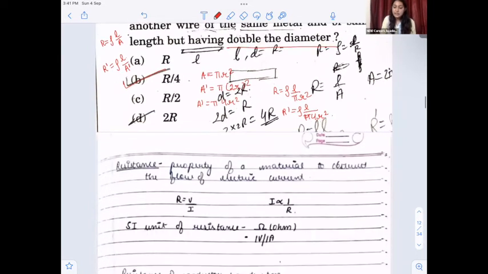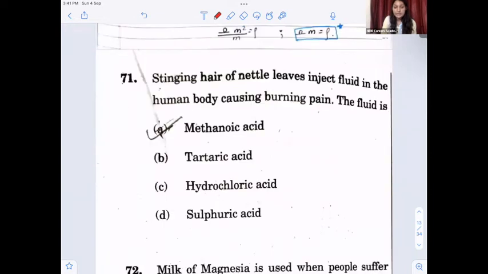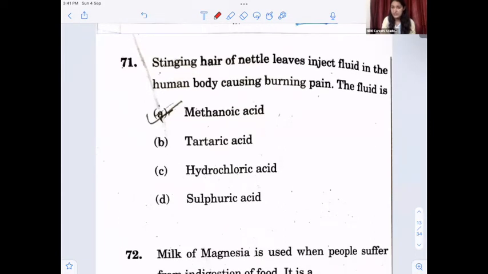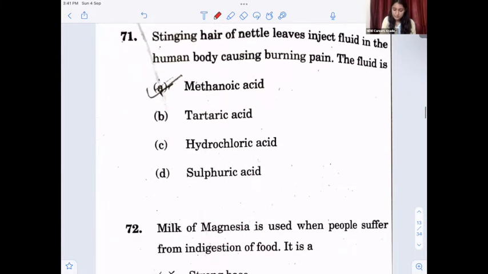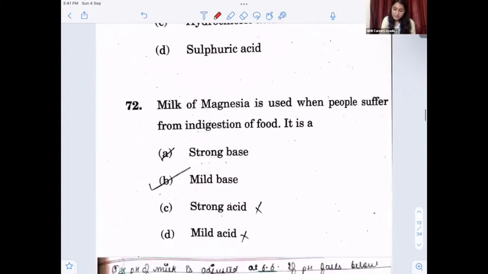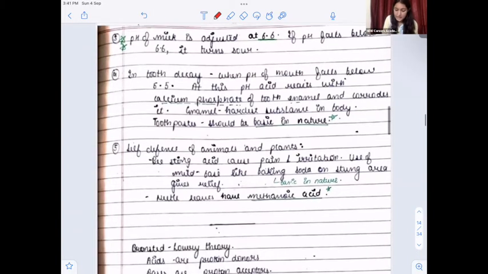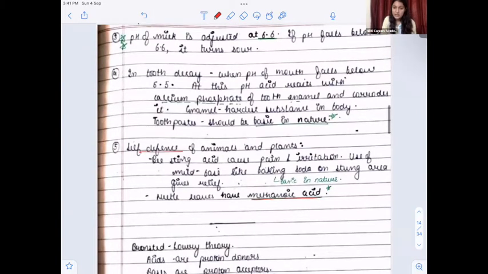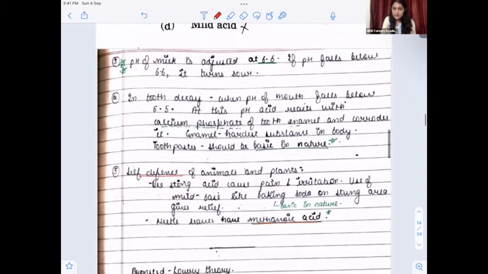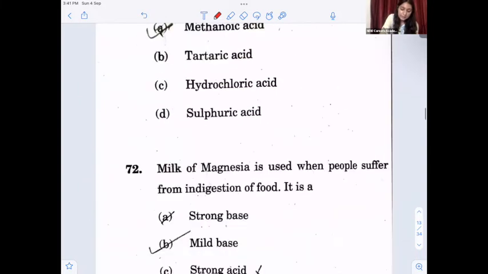Okay, stinging hair of nettle leaves inject fluid in the human body, causing burning pain. The fluid is. Okay, this question was asked in last exam also. So see, nettle leaves produce methanoic acid as a defense response. So very straightforward question. Answer is option A, methanoic acid.